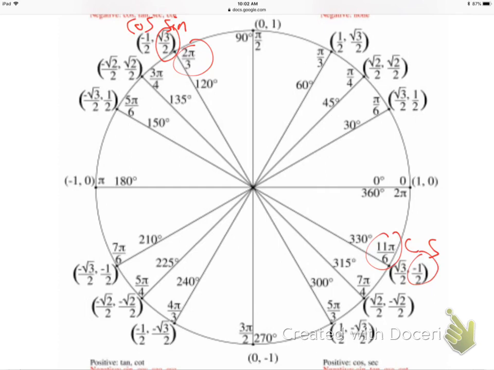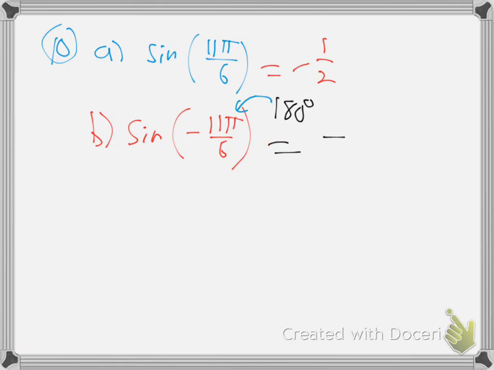Negative angles, we always start by going down. So go down. If you're going to go down 11 pi over 6, it must be all the way to there. Right? That's true. Cosine, sine, positive a half. Positive a half. Done. It's a mirrored image. Exactly what it is.